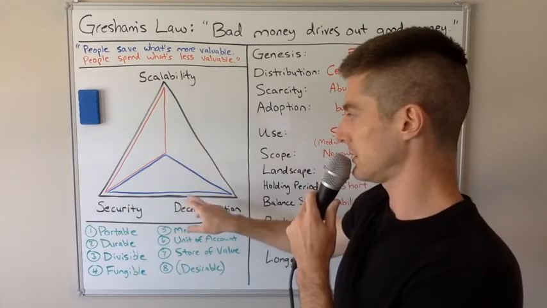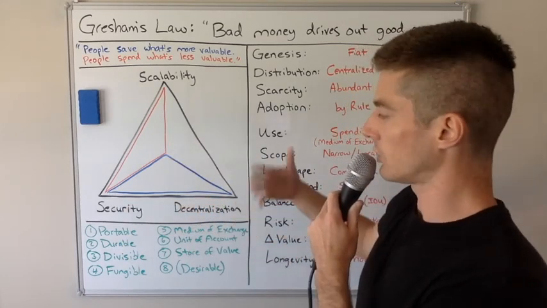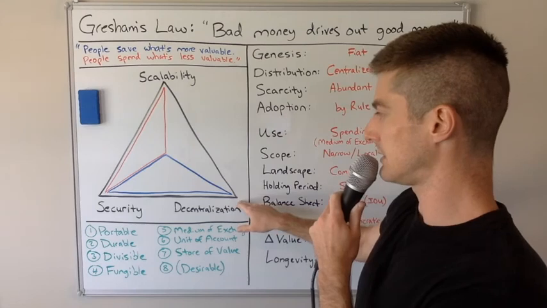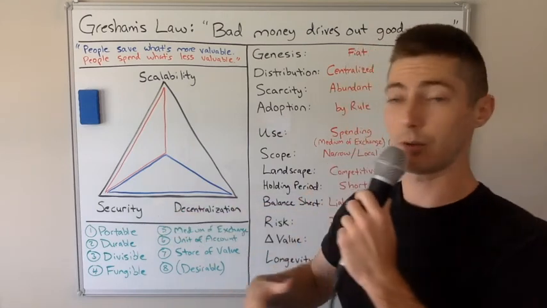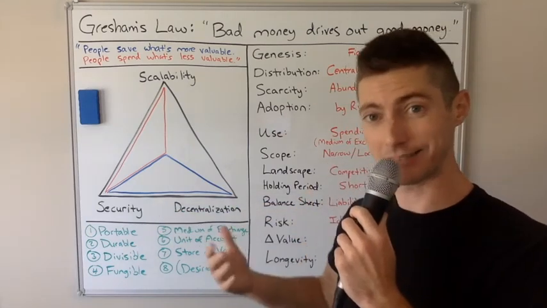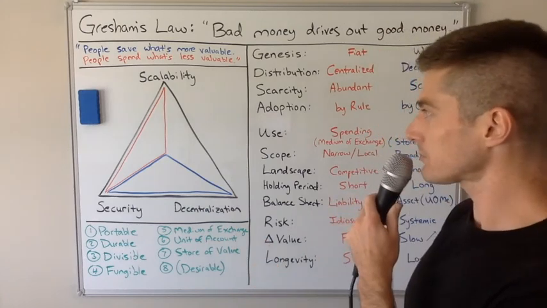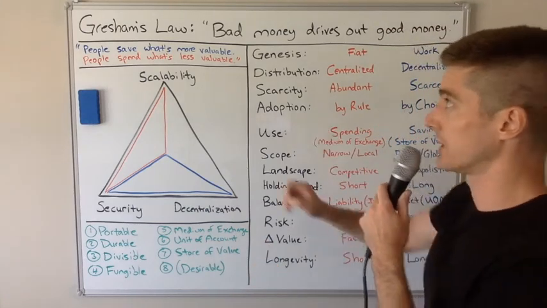Those tend to be currencies. And alternatively, you can make something that is decentralized and secure. I would call that money. And again, you'll see why throughout the video. So, okay, let's take a look at Gresham's law.